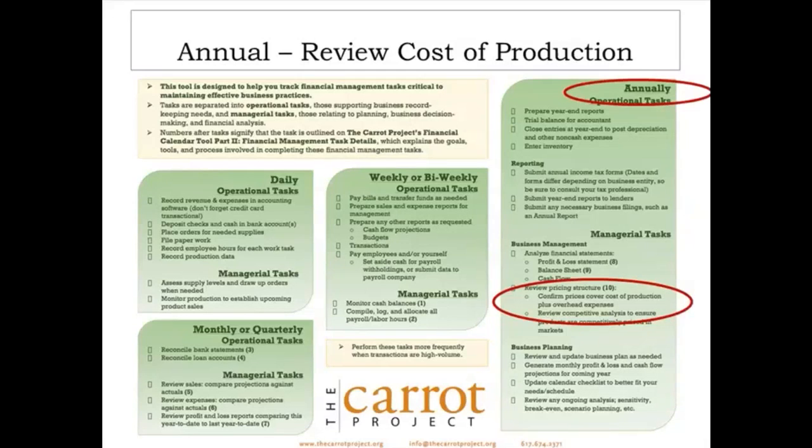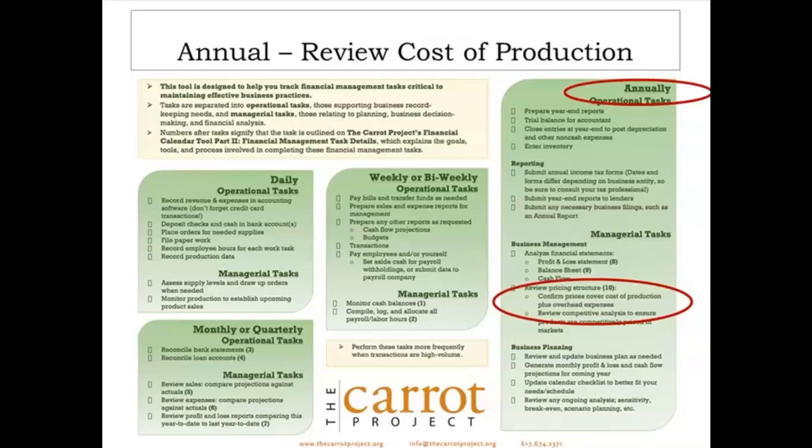This is an annual task, and the task is reviewing the cost of production, and it's a subtask of reviewing your pricing structure. And you'll see that under reviewing your pricing structure, you want to look at your cost of production, and you also want to do a competitive analysis.